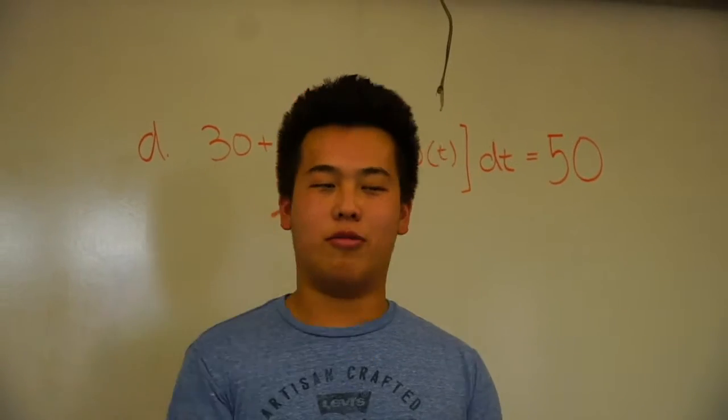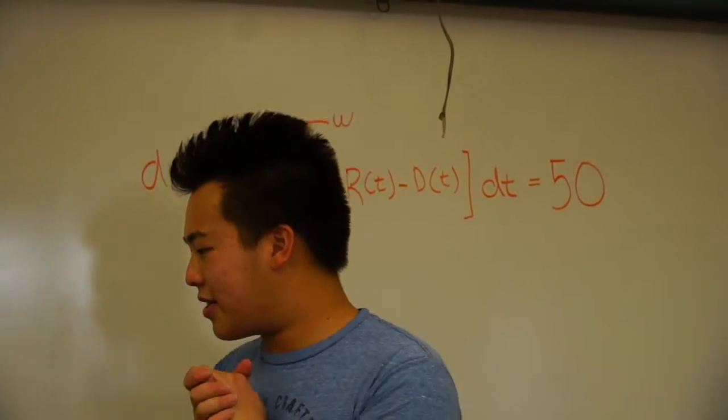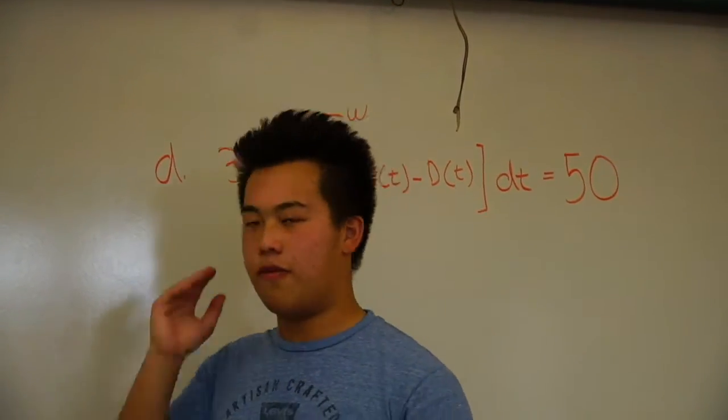All right, well, now we're talking about part D. So, part D asks us, the pipe can hold 50 cubic feet of water before overflowing.